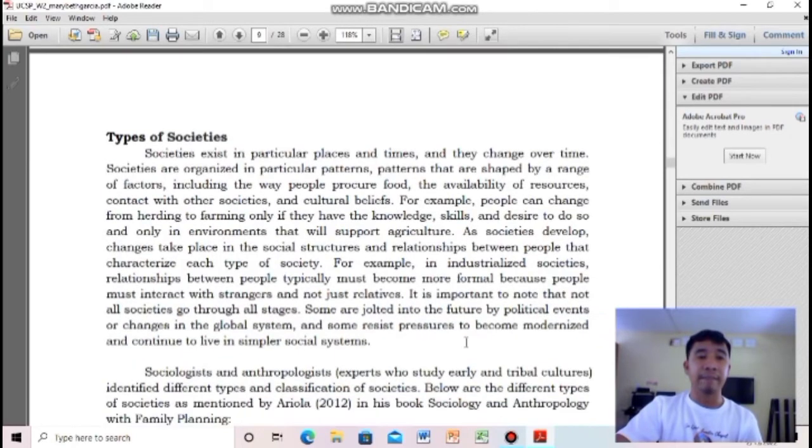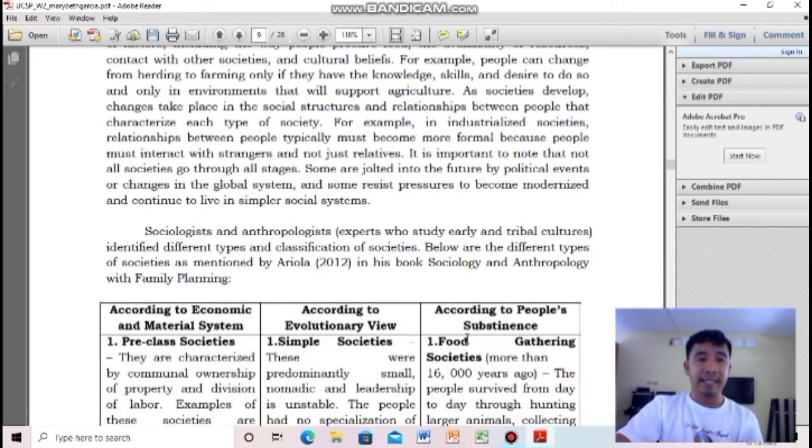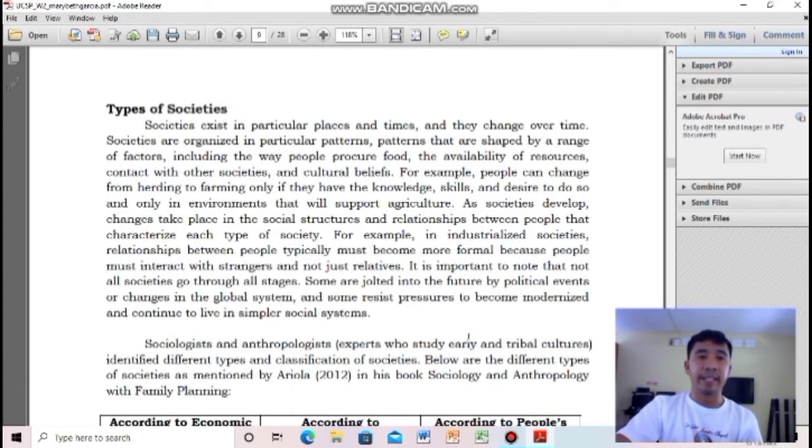Let us proceed to the types of society. So there are different types of societies which exist in a particular places and times, and they have changed over time. Societies are organized in particular patterns that are shaped by a range of factors, including the way people procure food, the availability of resources, contact with other societies, and cultural beliefs. For example, people can change from herding to farming only if they have the knowledge, skills, and desire to do so, and only in environments that will support agriculture.